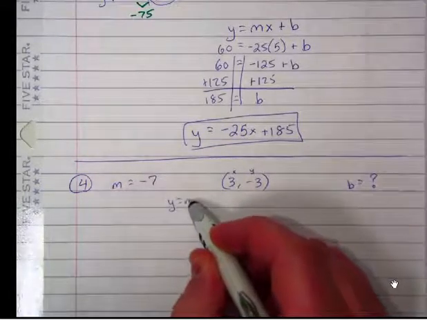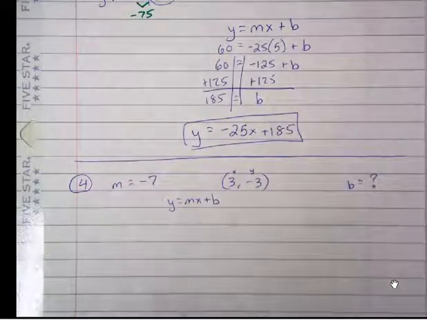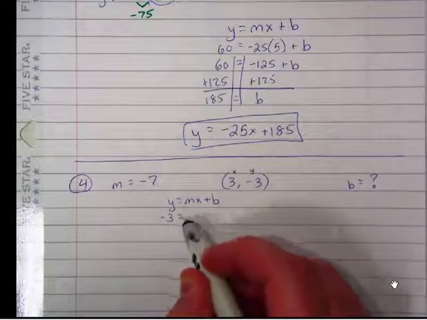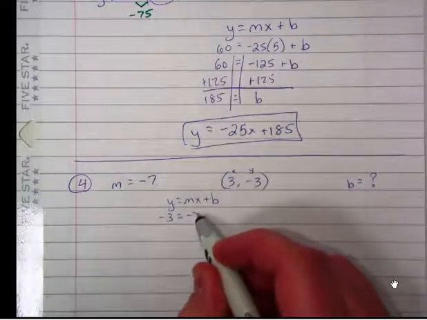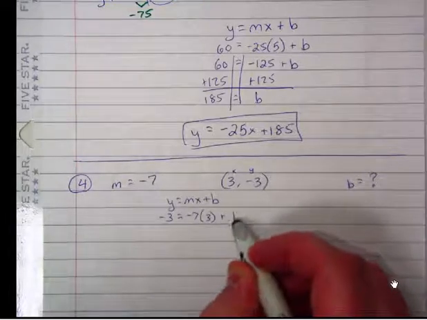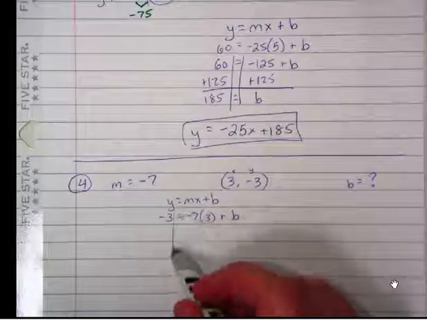Again, go to y equals mx plus b. Substitute in the information that you know. You know the y value is negative 3. You know the m is negative 7. You know the x is positive 3. You do not know the b. Use this to solve.